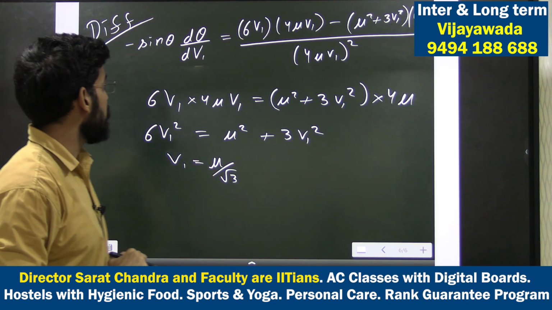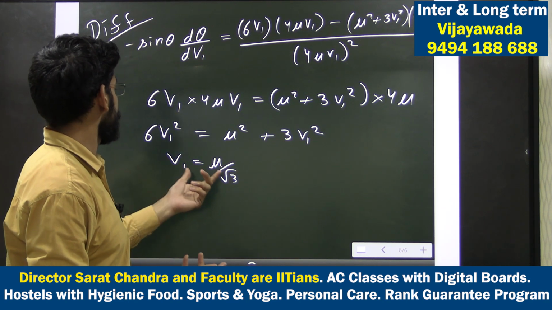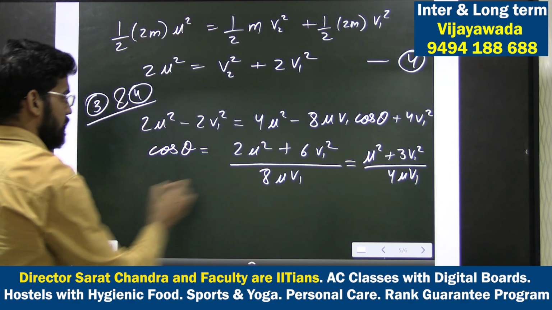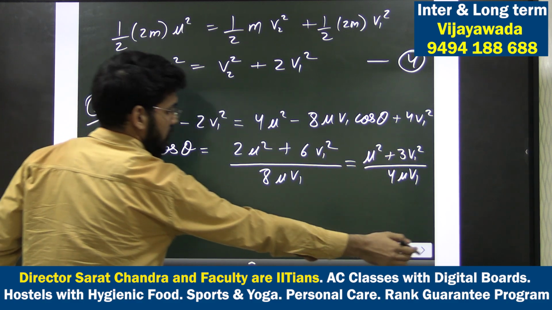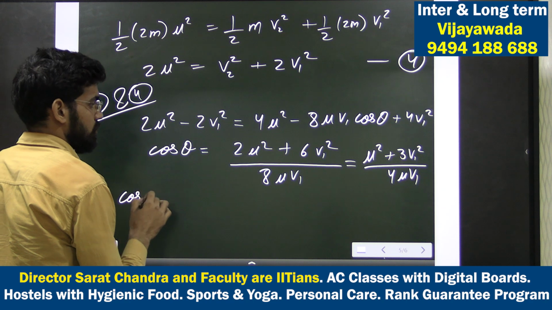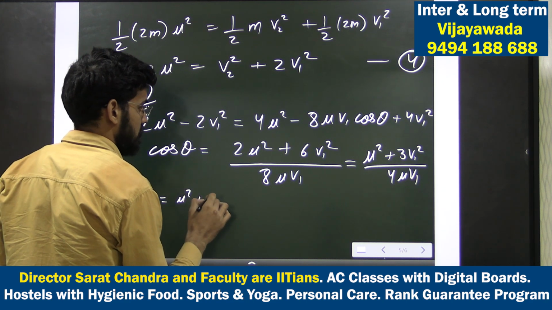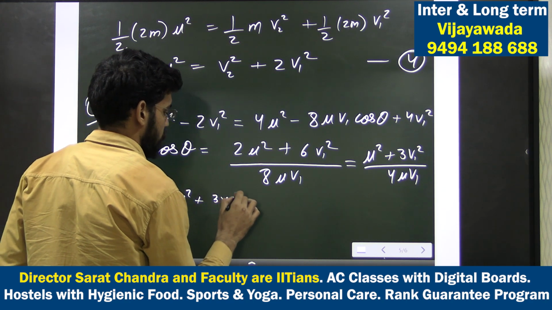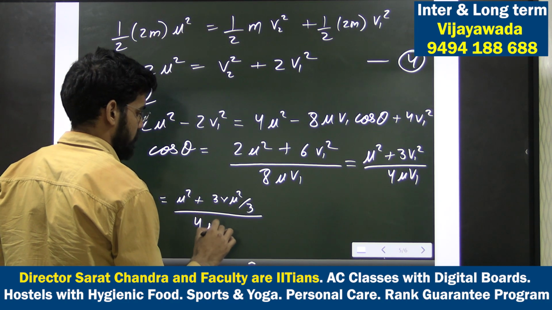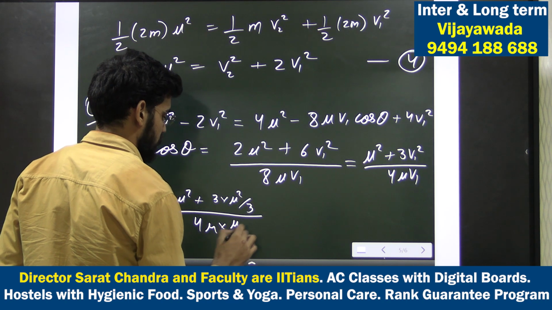Okay. Now I want the maximum value of theta first of all. So put this v1 again in the function. The function is here, this. So put the value of v1 here. What was that? u by root 3. So put the value here. So I can say cos theta equal to u square plus 3 into u square by 3, divided by, this is what, 4u into u by root 3.